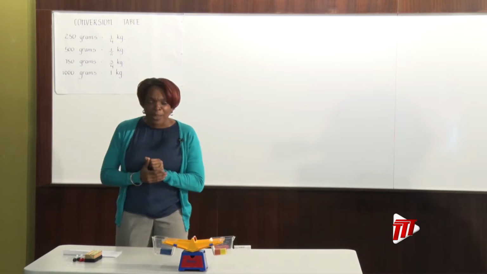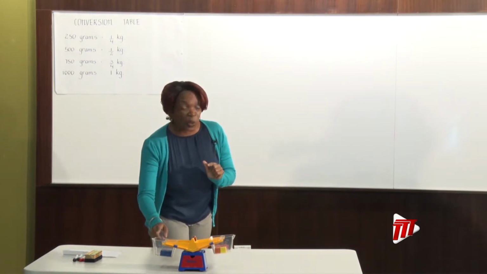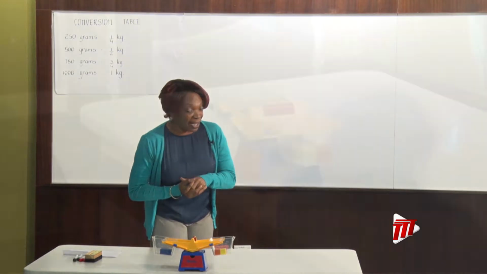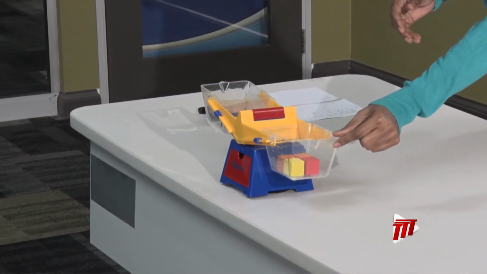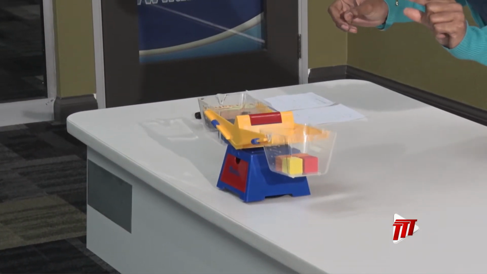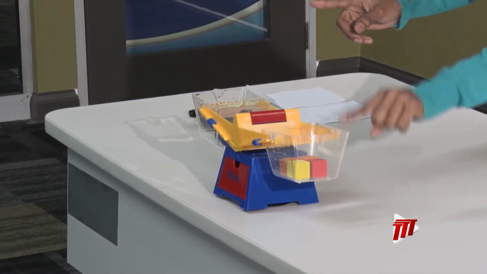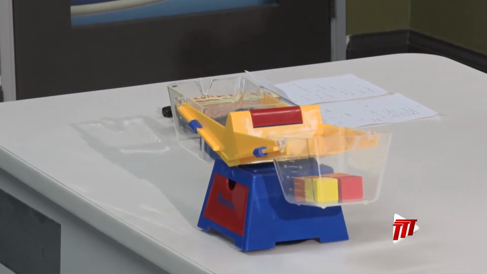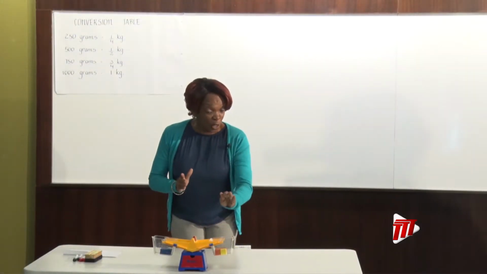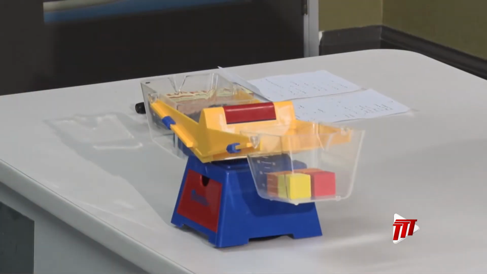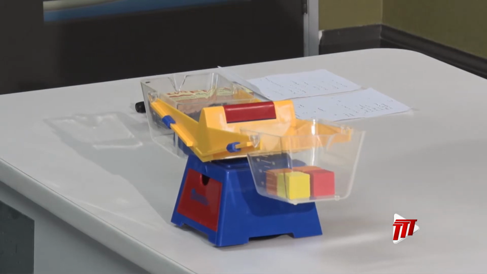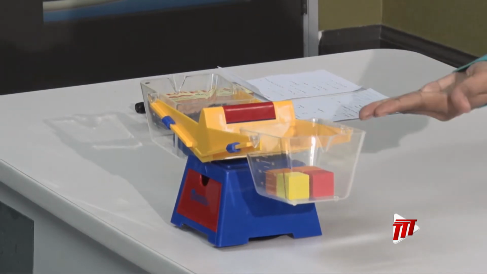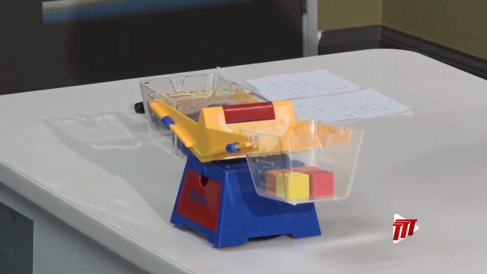I want to show you something in front of me. This is called an equal arm balance. Inside of each one, I have 4 cubes. 4 cubes on this side, 4 cubes on this side. Because 4 cubes on this side and this side, it's balancing. So that's why it's called an equal arm balance. You have to have the same quantity on both sides.